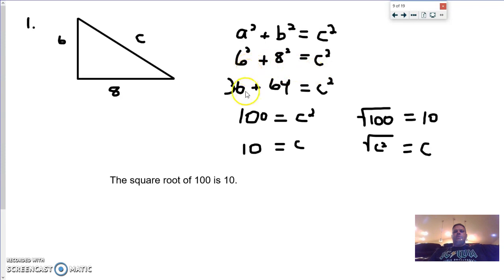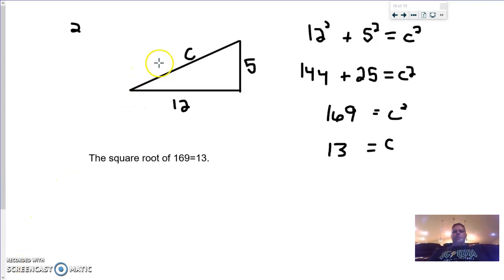When we take 6 squared, we get 36. When we take 8 squared, we get 64. That again equals c squared. I add 36 plus 64 to get my 100. C squared equals 100. Therefore, the square root of 100 is 10. The square root of c squared is c. So c equals 10 because the square root of 100 is 10.